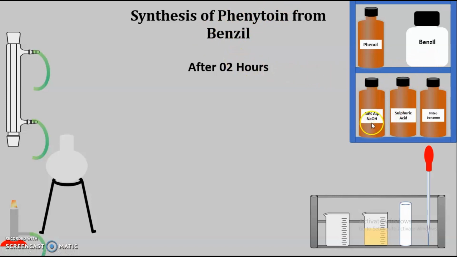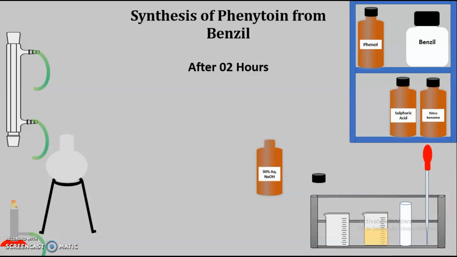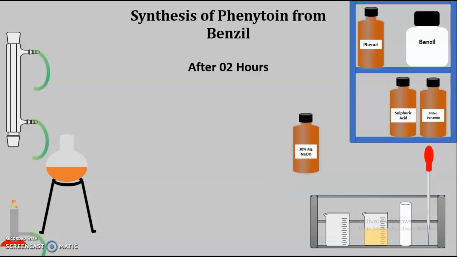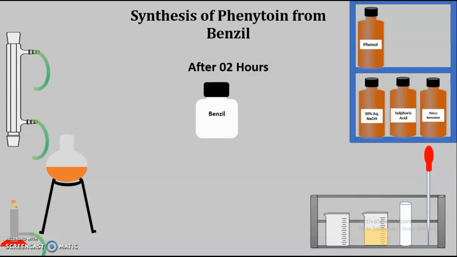benzil as well as the NaOH. Here, as you can see, we will be taking the bottle of 30% aqueous NaOH. We require 3 ml of this 30% aqueous NaOH. You can see we are going to take this pipette. With the help of the pipette, we will be adding the NaOH. Then next we have to take the benzil. Already we have synthesized the benzil, and we will be taking that benzil as such for this synthesis.